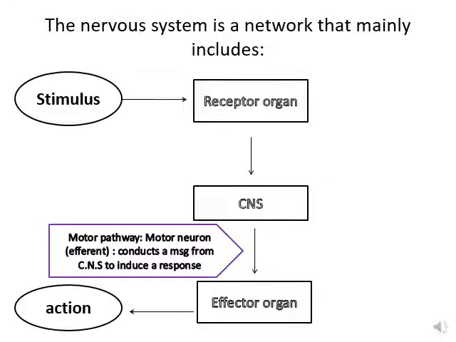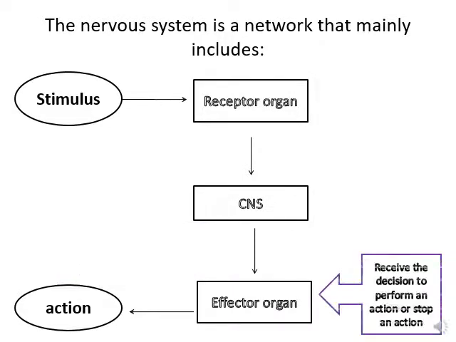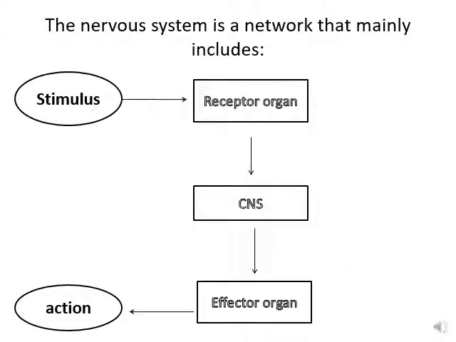While the message between the central nervous system and the motor or the effector organ has to be carried also by a special taxi. This taxi is called the motor neuron, or it's called efferent. It conducts a message from the central nervous system to induce a response, and then the message is moved to the effector organ, which receives the decision to perform an action or to stop this action, and finally we will have the action.